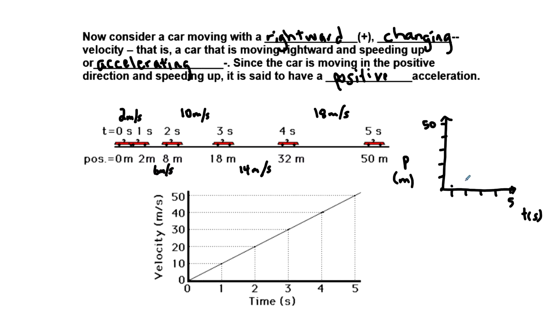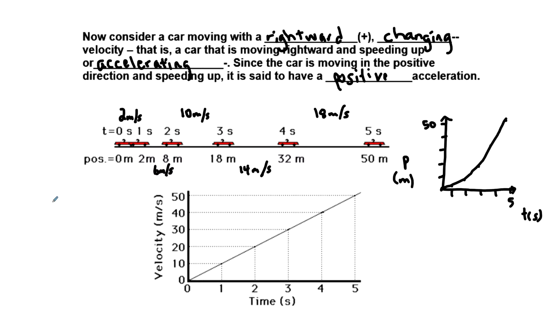Then at the second, 8. Then the third, 18 would be about here. Fourth, 32. So 10, 20, 30, somewhere about there. And at the fifth, 50. So you don't get that nice constant slope anymore. You get a curve, right? Where you start with a very gradual slope and it gets steeper and steeper as you speed up. So that's the position time graph.